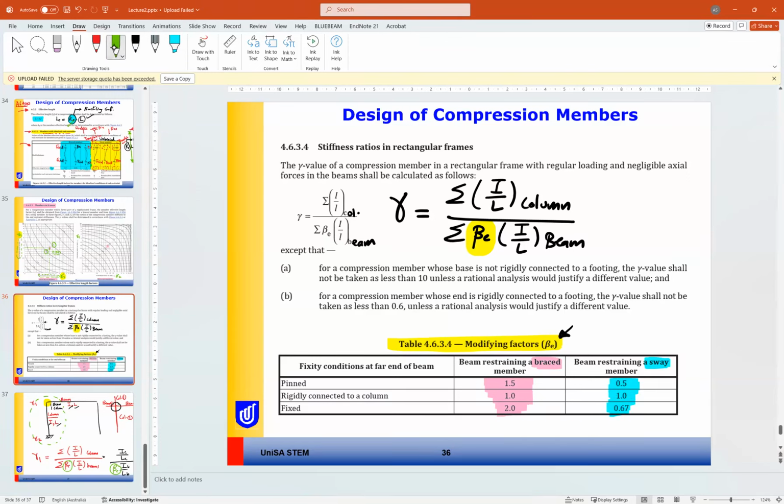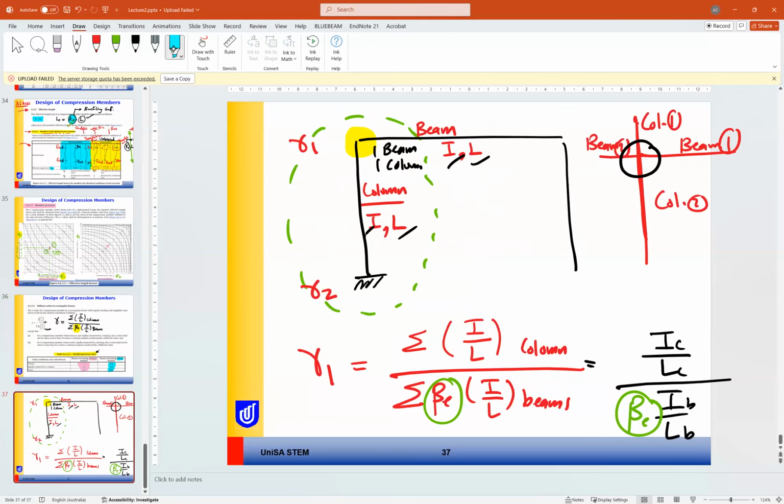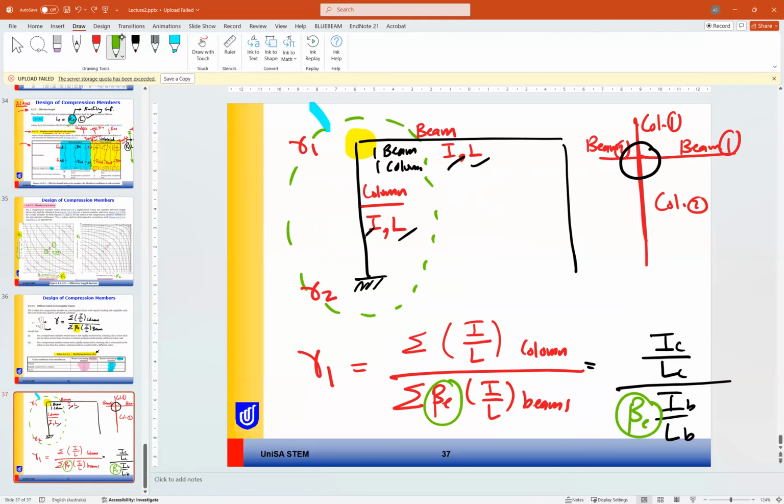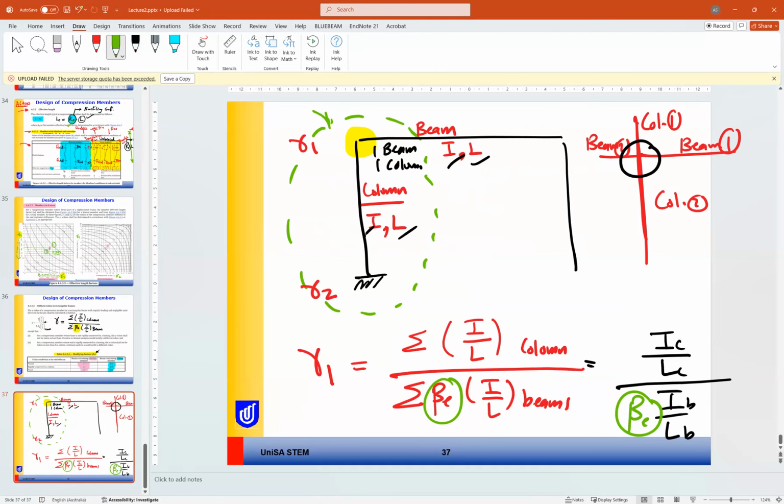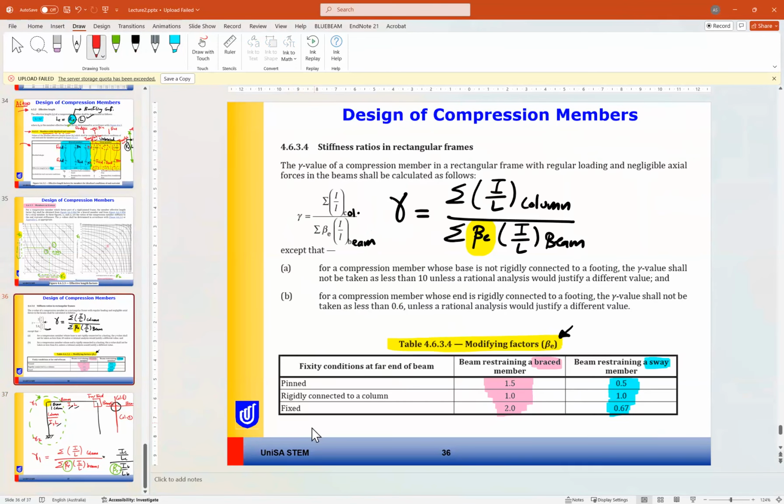Okay, so what are the values? This will be the last part: the fixity condition at the far end of the beam. So it is a modification for the beam. If you look at this beam here, and you are finding the buckling of this column, the far end of this beam will be this end. So this is the far end of the beam. If it is pinned, you take it as 1.5. If it is rigidly connected to a column, it is 1. If it is fixed, it is 2.